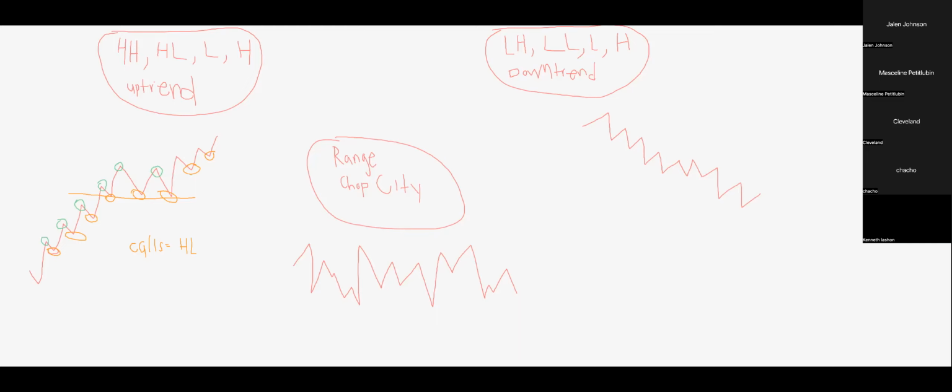So we have a resistance level, right? So let's go ahead and draw that resistance level. There we go. Now, why won't I take puts here? Why won't I take puts here, guys?